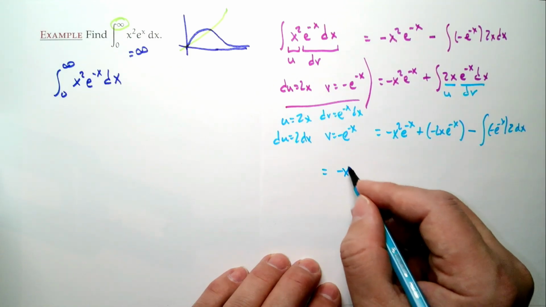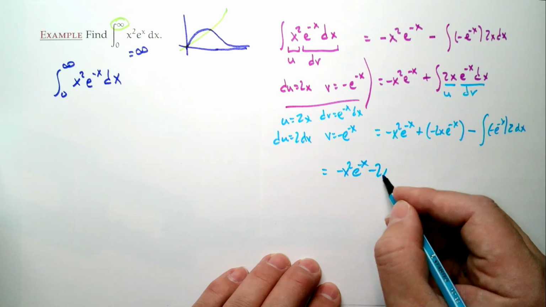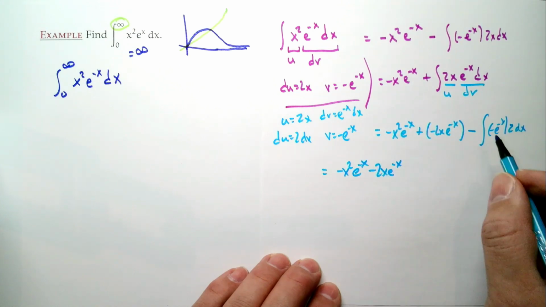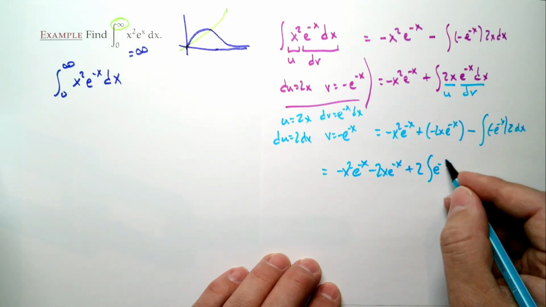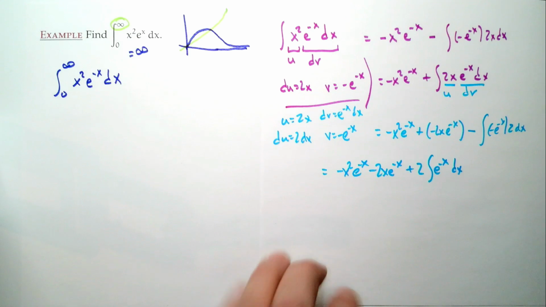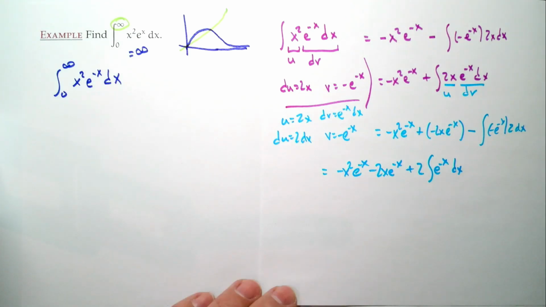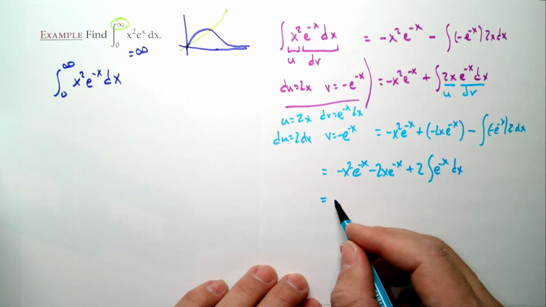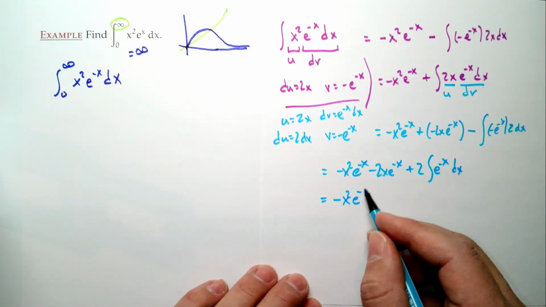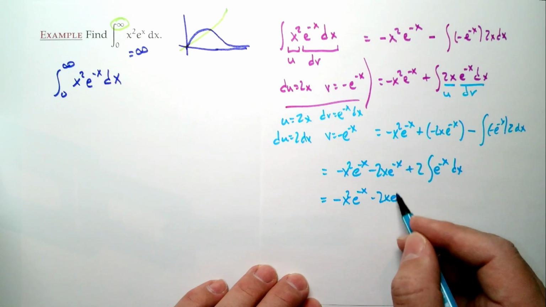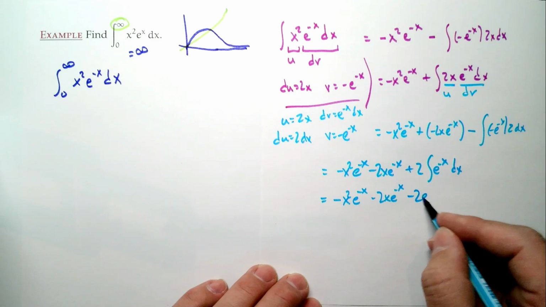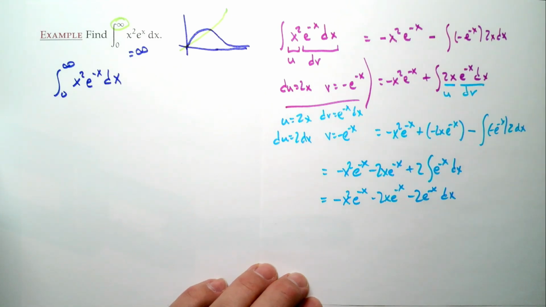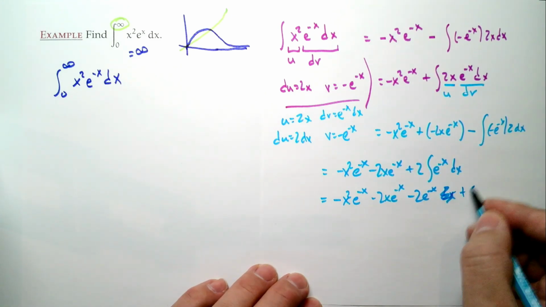All right, so what do we have? We have minus x squared e to the minus x minus 2x e to the minus x. Minus minus makes a plus. I'll even pull out the 2. Integral of e to the minus x dx. But how do we integrate e to the minus x? Well, now what do we do? We just do it, like we're channeling our inner Nike. Just do it. Because it's an integral that we know. So minus 2 e to the minus x, got ahead of myself, plus c.